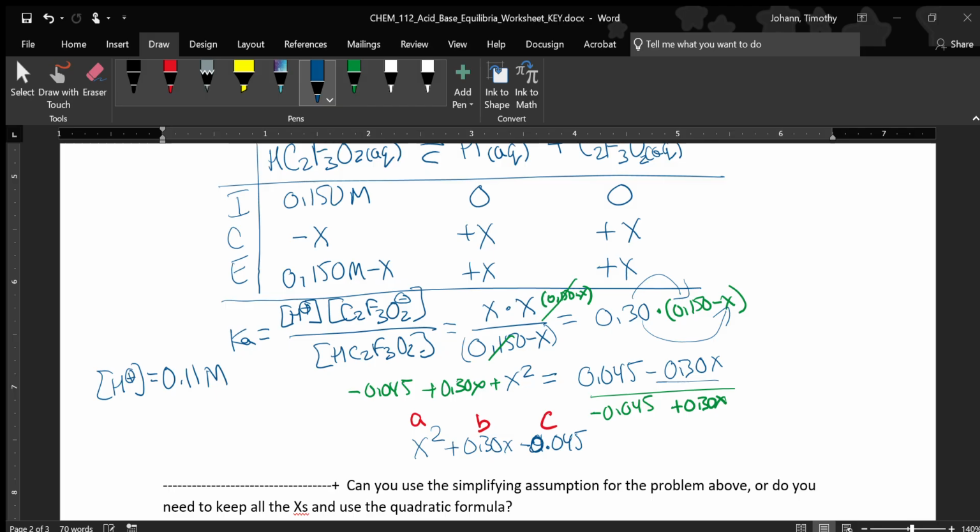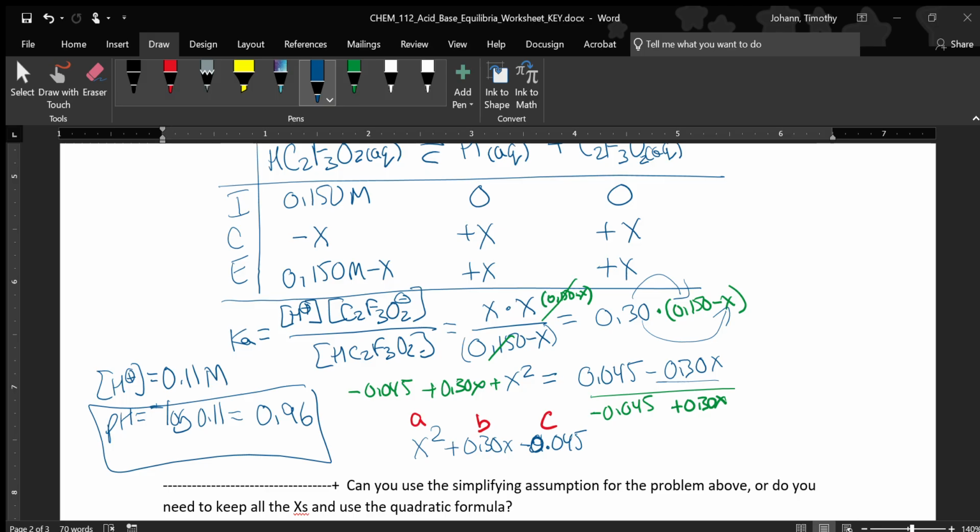I can then put that in my calculator. So pH is equal to the negative log of my H plus concentration, or 0.11. And that is going to be equal to, 0.11 log, and I get a pH of 0.96. Okay, and there's that one.